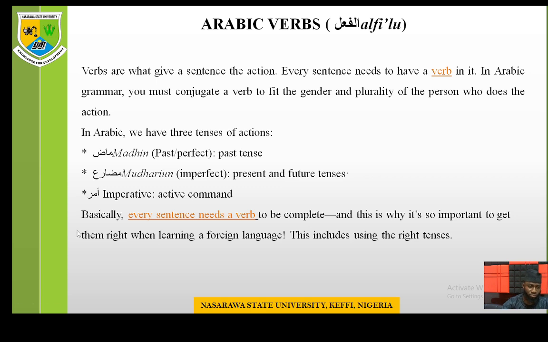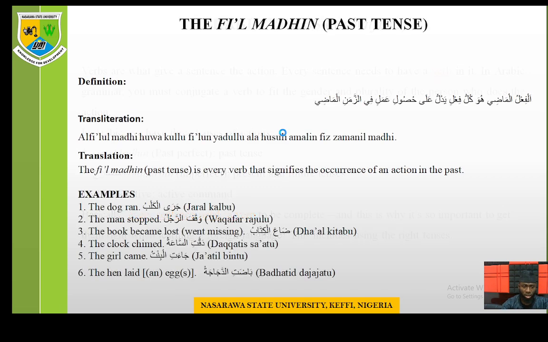In this we have an example of fi'l madi, and then we have the definition of it. الفعل الماضي هو كل فعل يدل على حصول عمل في الزمن الماضي. In transliteration I wrote it like that, so you can go there and read it as it is. And then on that translation we say the fi'l madi, which is past tense, is every verb that signifies the occurrence of an action in the past.